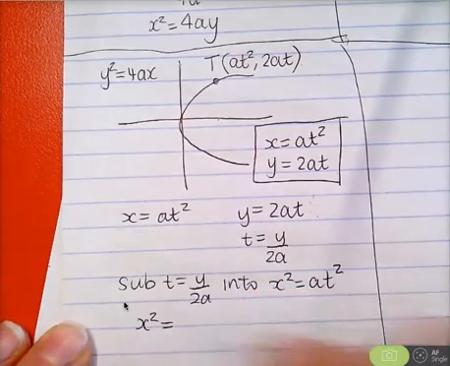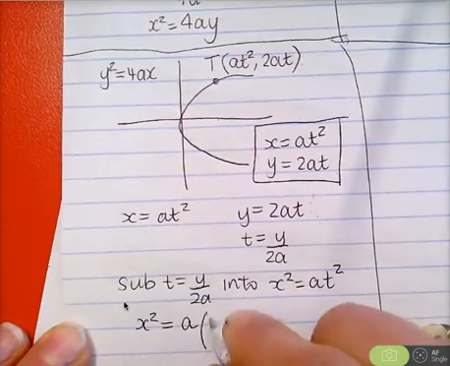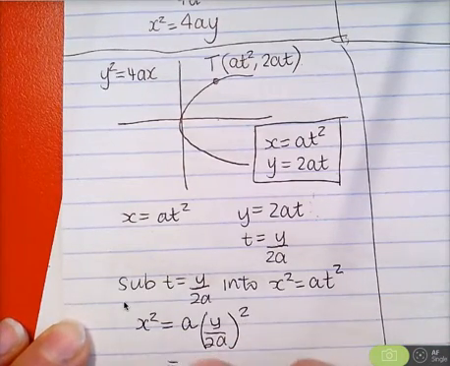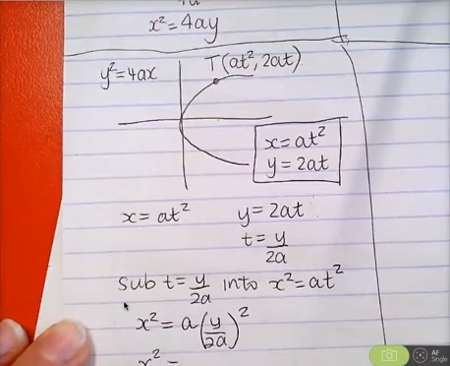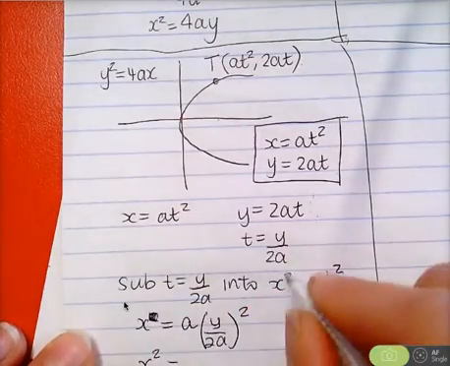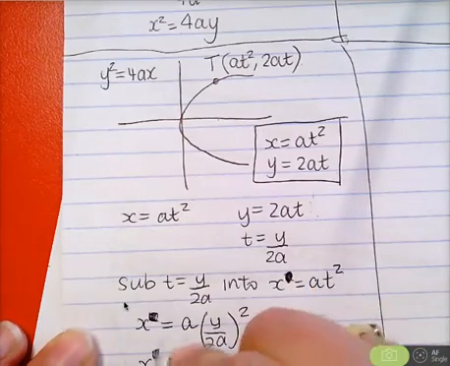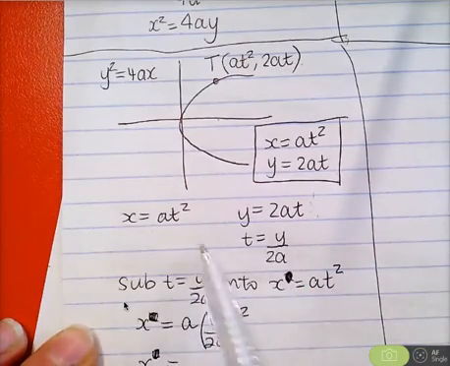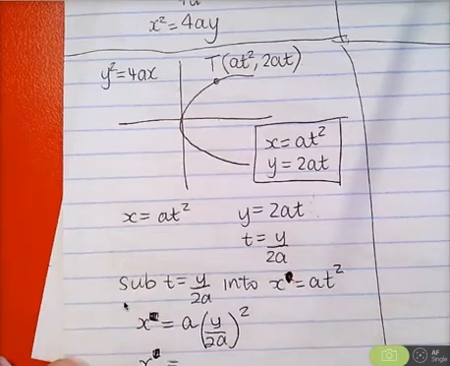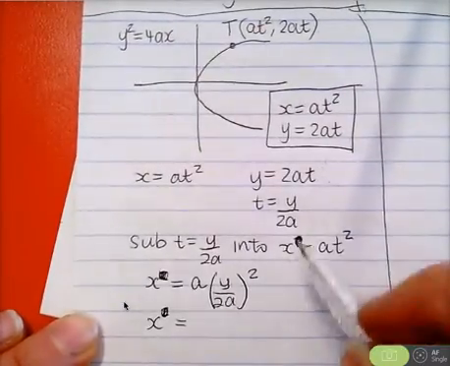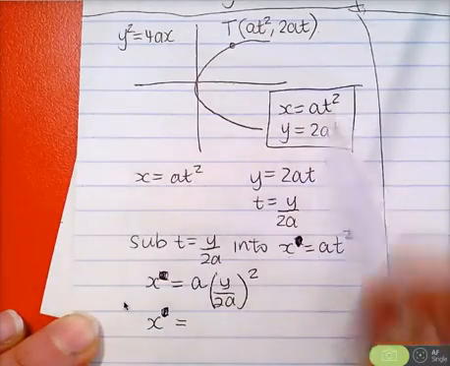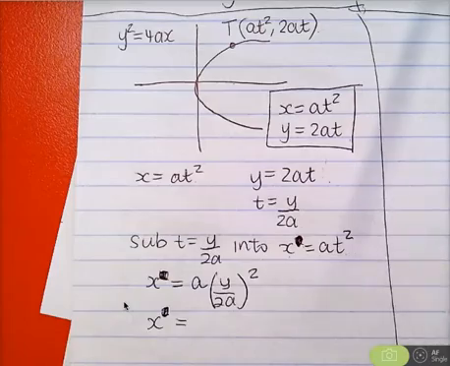X squared is a times y over 2a squared. So x squared, I think I've done, no, it's not x squared, it's x. I've written that wrong. I'm substituting it into x is at squared, not x squared. I've just got x squareds in my brain. That's the equation. Sorry, I'm just stuck on x squared is 4ay.